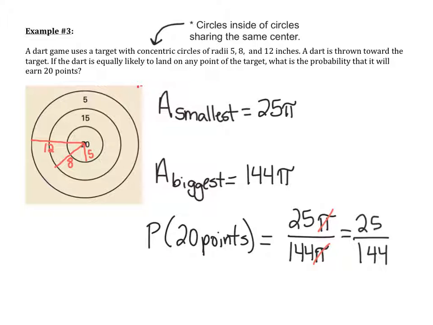As a percent, that would be found by dividing 25 by 144 and then moving the decimal point 2 places to the right, which is the same thing as multiplying by 100. When you do that, you get about 17.4%. So you have a 17.4% chance of hitting the 20-point circle versus anywhere in the entire circle.